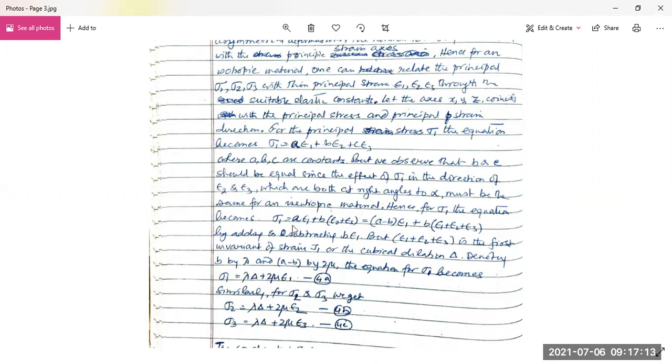So a multiplied by epsilon 1 plus b multiplied by epsilon 2 plus epsilon 3.